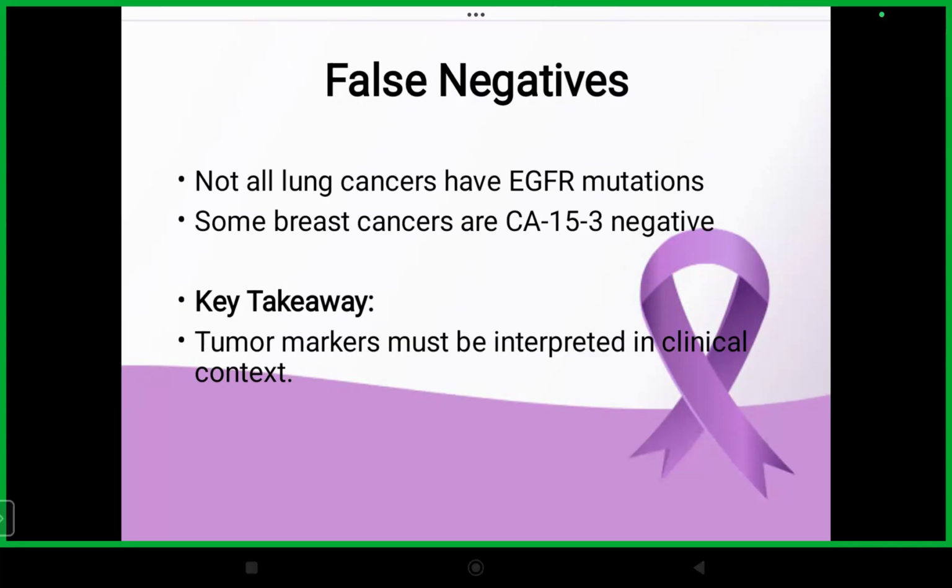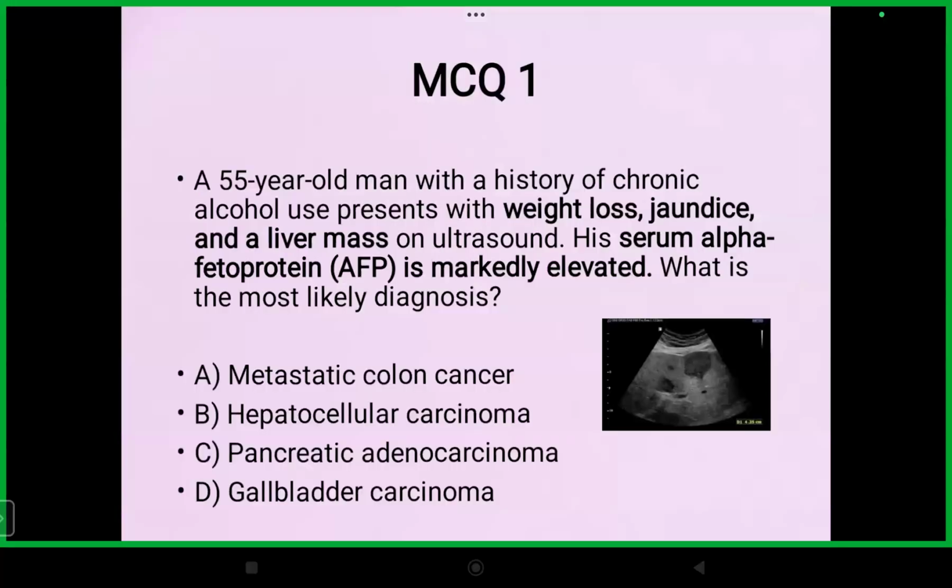All right, now we'll move on to a few question answer discussions, MCQs. So first question: a 55-year-old man with a history of chronic alcohol use presents with weight loss, jaundice, and a liver mass on ultrasound. His serum alpha fetoprotein, or AFP, is markedly elevated. What's the most likely diagnosis?